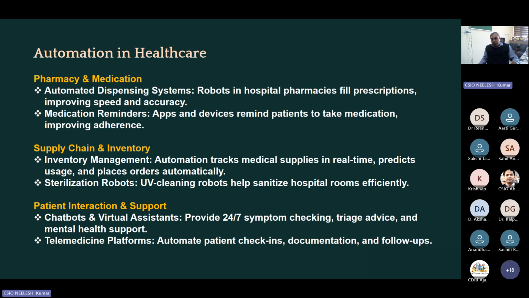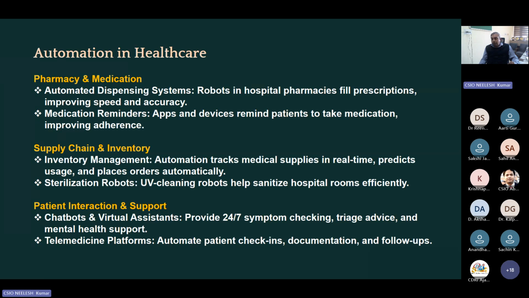I'll focus mostly on the last one, patient interaction and support. As you know, the cases of subjects requiring mental health care are increasing in the country. And there are some alarming estimates that mental health will surpass cardiac disorders and other disorders, and it will become the heaviest disease burden on the country. So there are some chatbots or virtual assistants being developed using 24/7 helplines. They talk to the affected individual and try to give them different opinions and health support. So this is another area where automation in healthcare is happening.